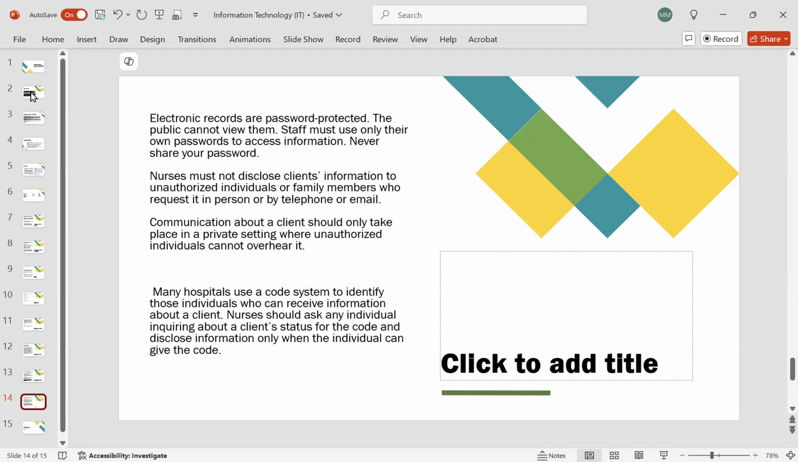And then, like I talked about the other day, for providing information to others about your patient, almost every hospital uses a code, like a PIN code. So when a patient's family member or somebody calls, they're going to say, hi, I'm Mrs. Jones' son, and my code is like 1234. Then you know that you can speak to that person.